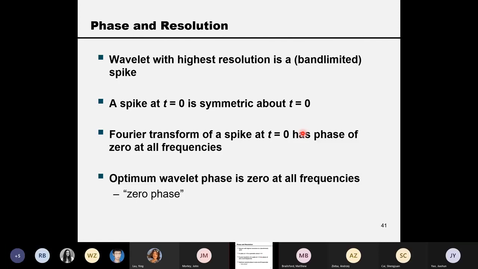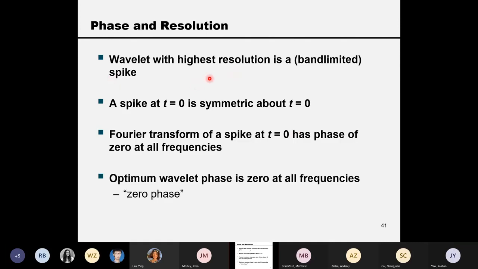So the phase here, when we try to do geological interpretation, we try to see if the peak of the wavelet is in the same place as the interface. That would be easy for us to do the geological interpretation, right? So phase is also important for interpretation.